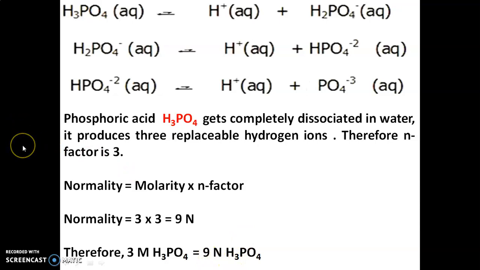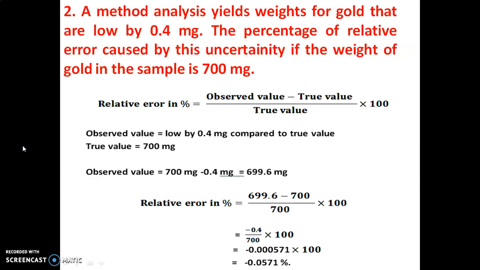Okay, this is the relation. Next, the concept of the relative error. Okay, a method of analysis yields weights for gold that are low by 0.4 milligram. The percentage of relative error caused by this uncertainty, if the weight of gold in the sample is 700 mg. Okay, this is the question. First, what is asked in the question? We have to find the relative error in the percentage.